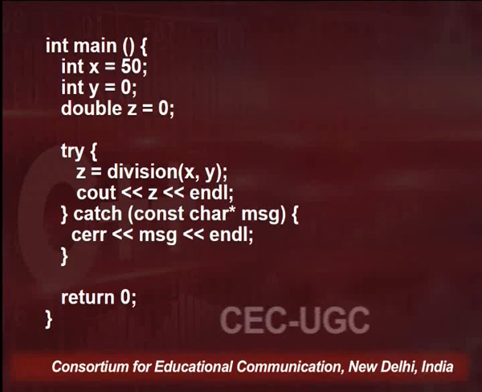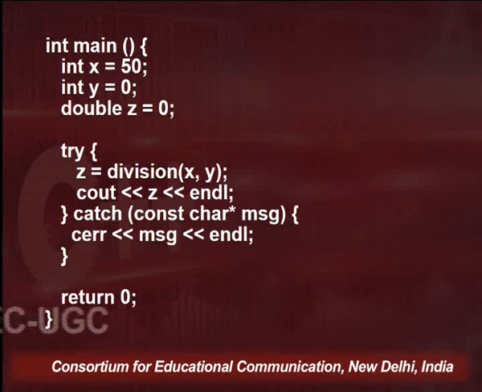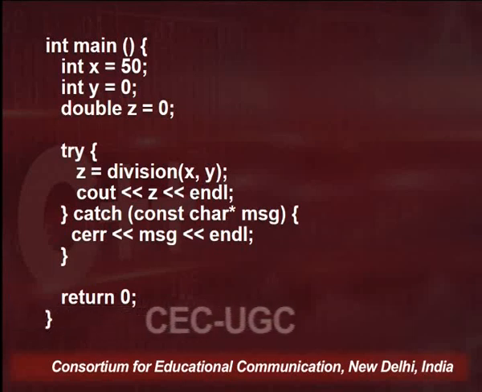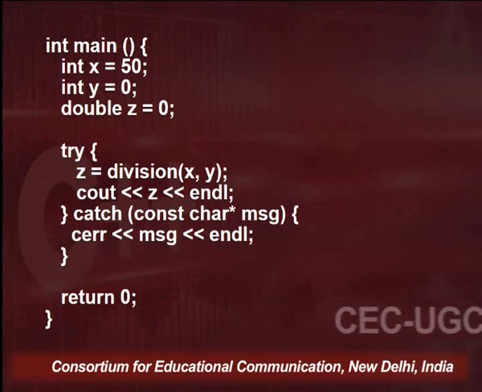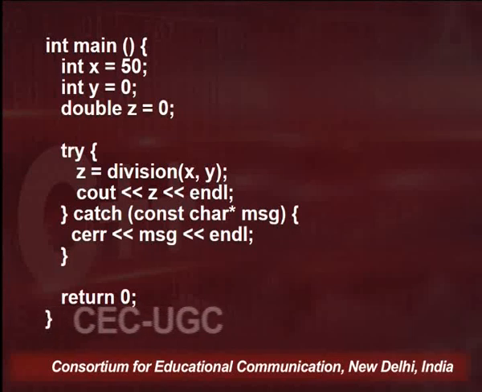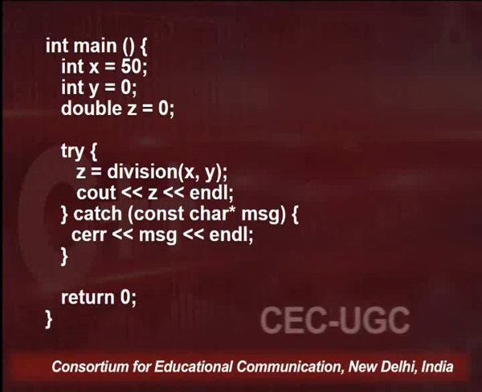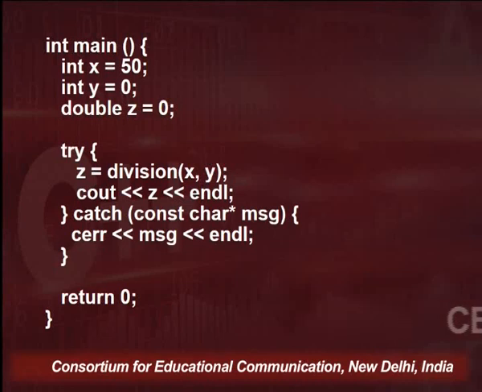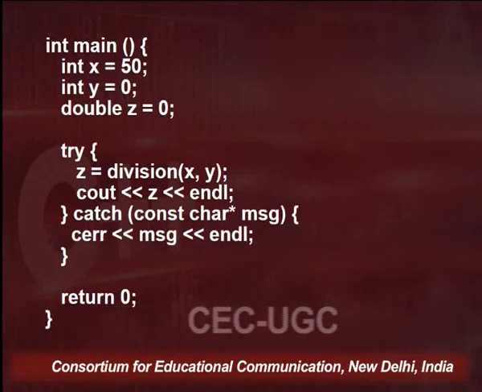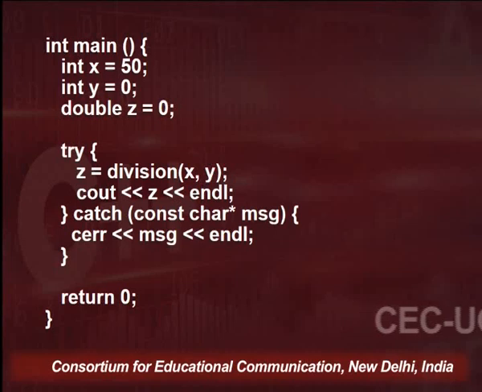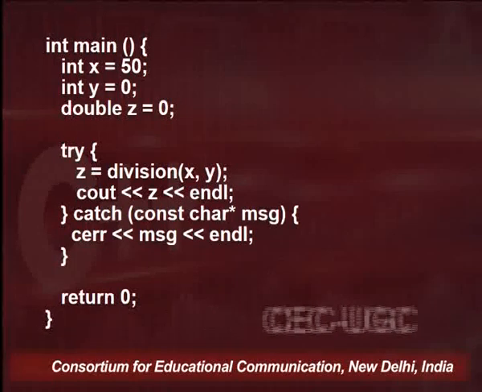So within the try block we have called the function division, and as you have seen, that function division has the statement throw. We could have directly used the throw statement inside the try block, but we have not used it directly. Instead we have used it inside the function division, and that function division is called within the try block. So here we have try and z is equal to division x comma y.